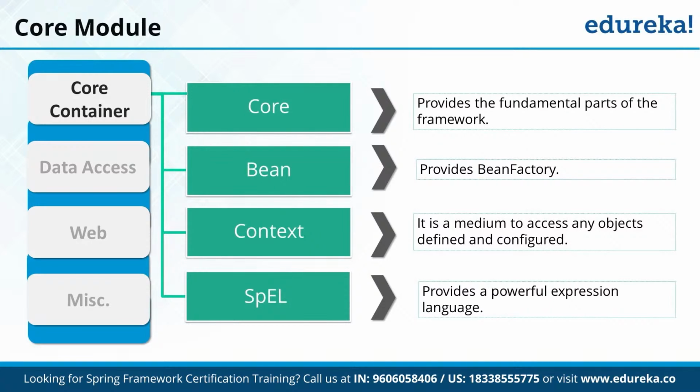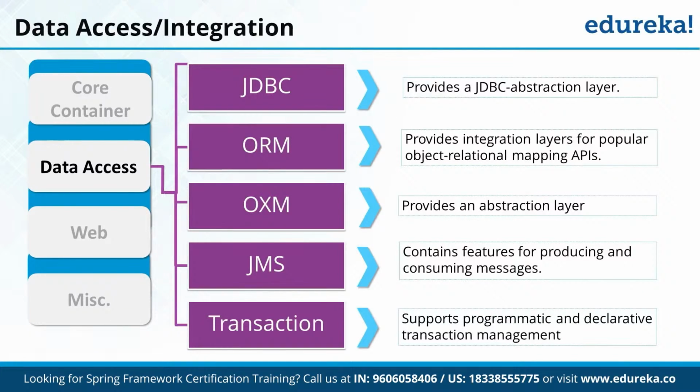Then we got Spring expression language, one of the powerful expression languages through which we can do a lot of stuff. Then we got data access. Data access deals with the backend part, the database part. We got JDBC, a JDBC abstraction layer which we can use. Then we got ORM. Here, the Spring framework will give us an integration layer so that you can have object relational mapping APIs. Then OXM is also there for any abstraction layer.